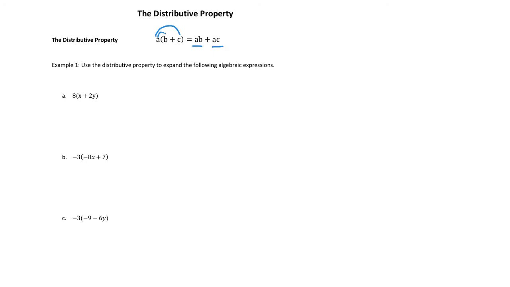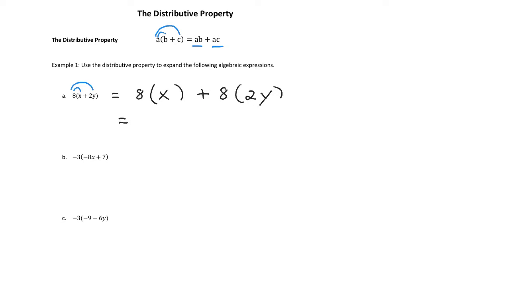So let's try example 1 here, where in part a I'm going to multiply 8 to both x and 2y using this property. So 8 gets multiplied to x and it gets multiplied to 2y. I'll write it out carefully with some parentheses, but this is 8 times the first thing, which I'll put as x, plus 8 times the second thing, which is 2y. And really the last thing to do is just simplify anything that appears.